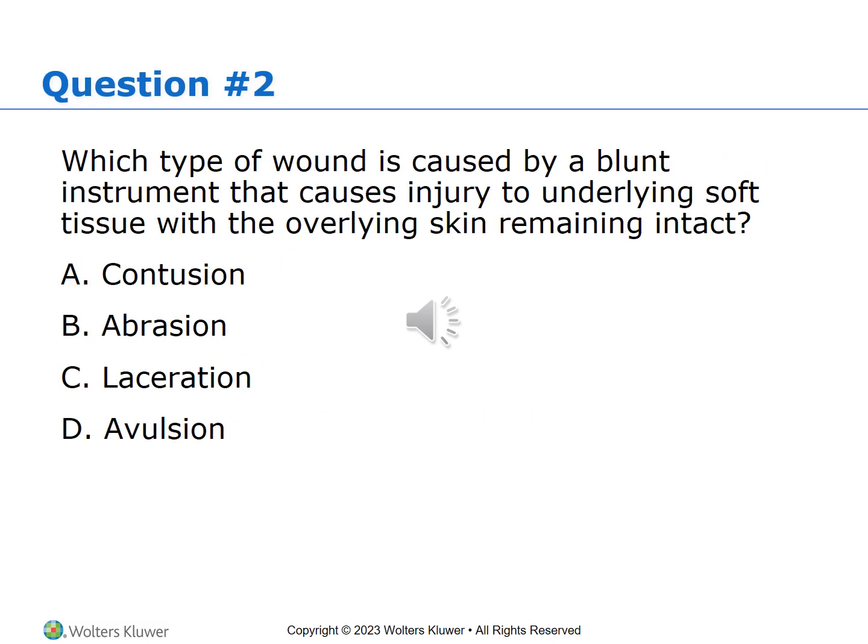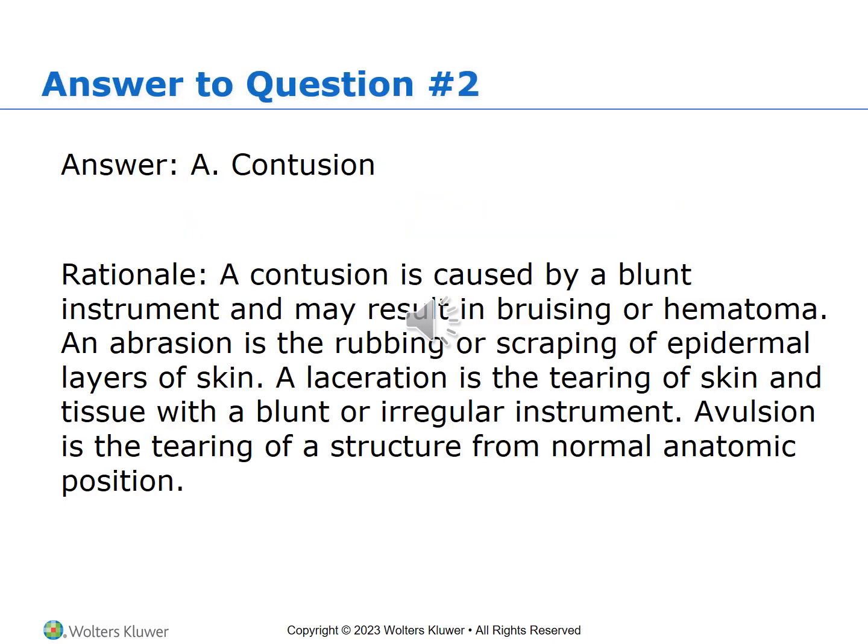Question: which type of wound is caused by a blunt instrument that causes injury to underlying tissue with the underlying skin remaining intact? We have contusion, abrasion, laceration, avulsion. Correct. The answer is A, contusion. A contusion is caused by a blunt instrument and may result in bruising or hematoma.